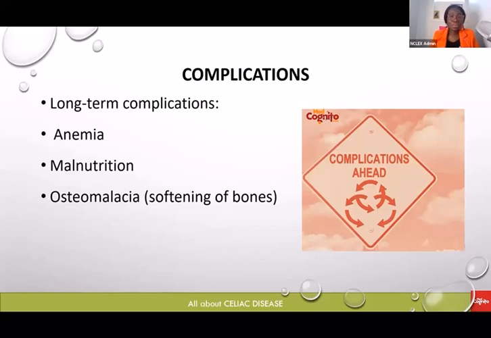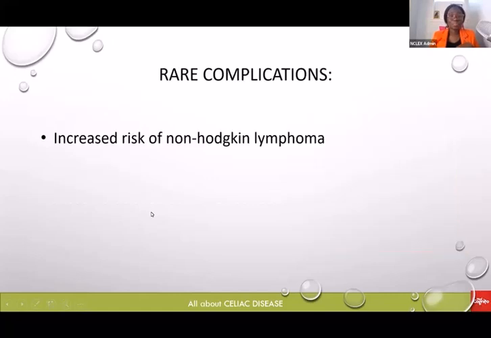So let's look at complications. It's important that you know some complications of celiac disease. They include anemia in the long term, malnutrition because the client is not absorbing the nutrients from the diet that they take, and with time there can be softening of the bones, which is called osteomalacia. And some rare complications with time, it puts the client at risk of lymphoma, non-Hodgkin's lymphoma. So take note of these complications.